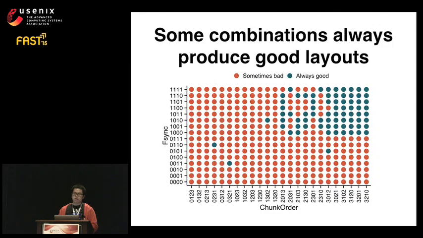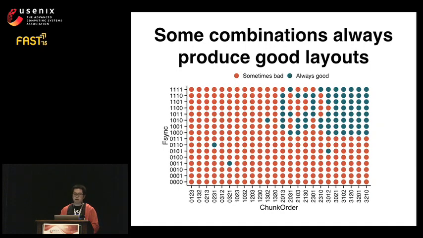We have found many interesting behaviors of ext4. Here's another one. X is a different order of writing the file. Y is a different way of doing fsync. And the red dots mean a combination of those two factors sometimes produces bad layout. The green ones mean that a combination always produces good layout.